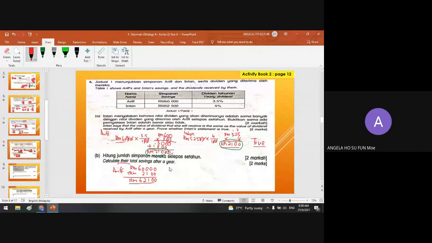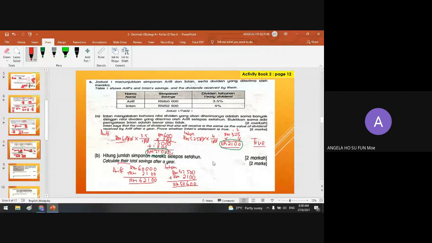How about Intan? Intan originally her money is 52,500. Add the dividend. Dividend same like Arif just now, you have already counted, 2,100. So get here 0, 0, 6, 4, and 5. So after that, she will get this 54,600. This is their total saving. This is Arif's saving. This is Intan's saving.